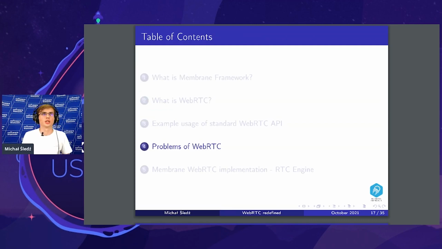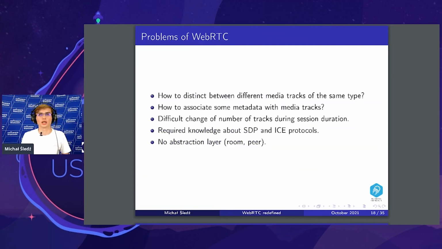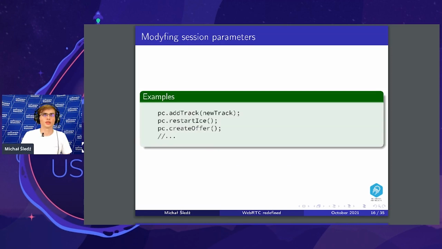And yeah. So what are the problems of WebRTC? So the main problem is that the user is forced to have knowledge about SDP and ICE protocols. This is the first problem. The second problem is that changing session description parameters is pretty complicated. We have to take care of different race conditions. There is also no way to associate some metadata with tracks. The problem with this example is that when we added a new track, there is no way to distinguish between different tracks of the same type.